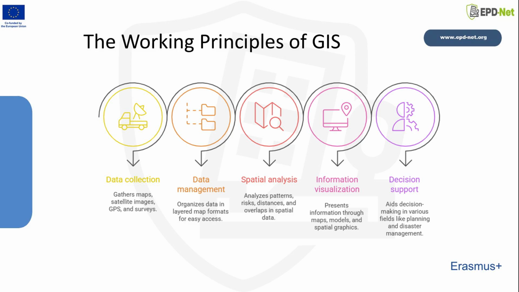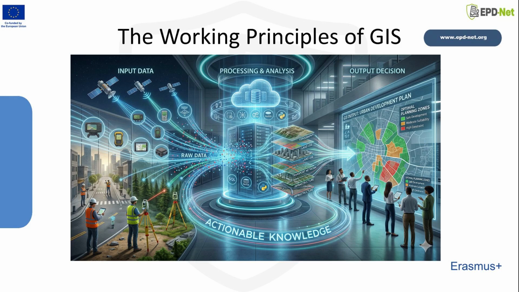GIS then allows spatial data to be analyzed in order to identify patterns, relationships, and interactions that are not visible through non-spatial data alone. These analytical results are communicated through maps, models, and spatial visualizations, making complex information easier to interpret. Ultimately, GIS transforms data into actionable knowledge by supporting informed decision-making in planning, environmental management, and policy development.